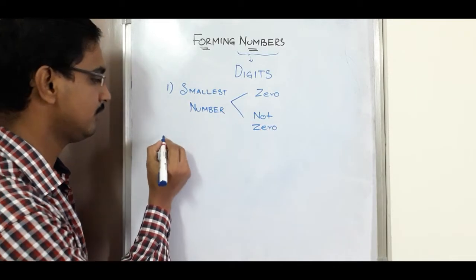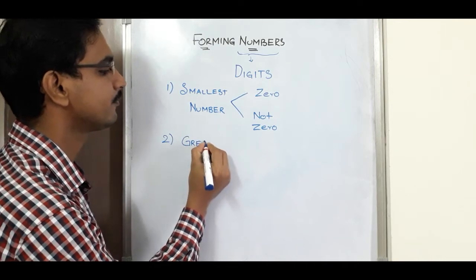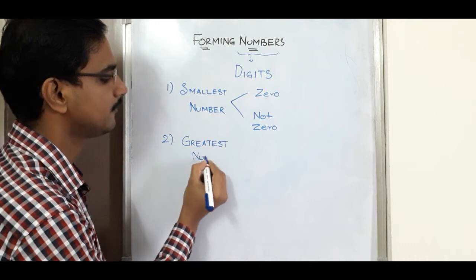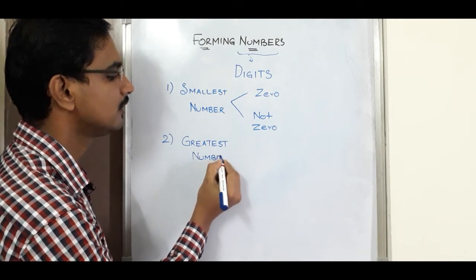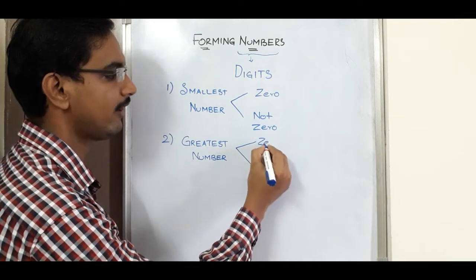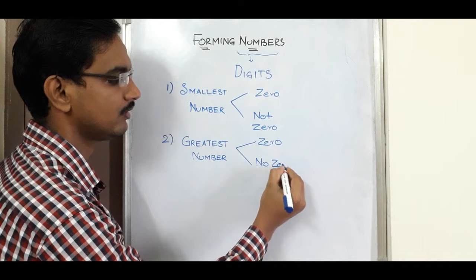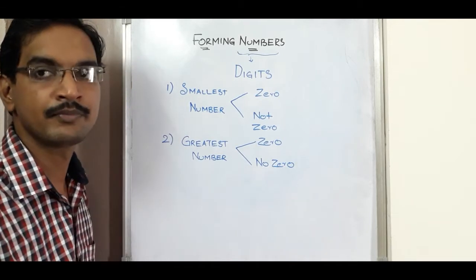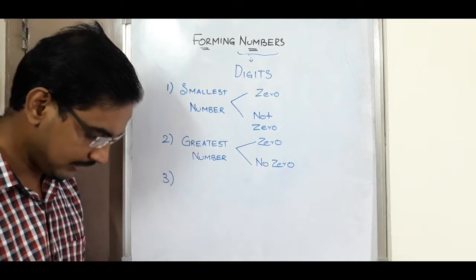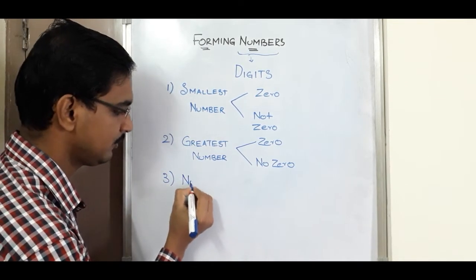This is one method. And the next one is the greatest number. Even this carries the same thing. In the digits you will find 0, and in some digits 0 won't be there. And the third method is they will give different kinds of digits, and we form numbers using repetitions.